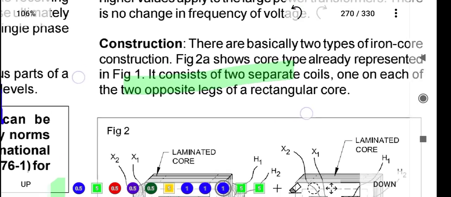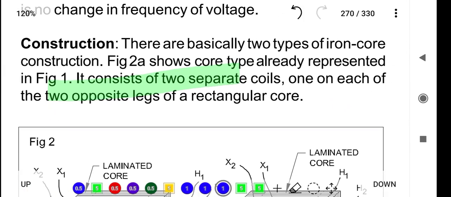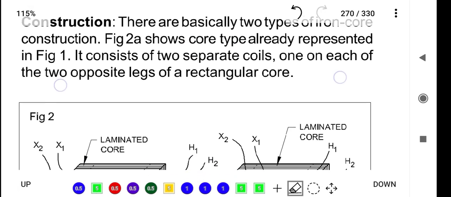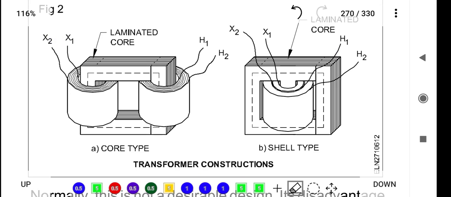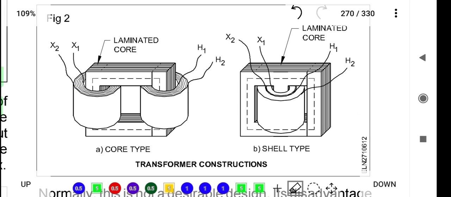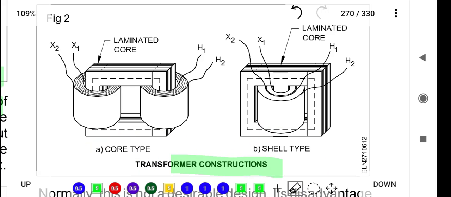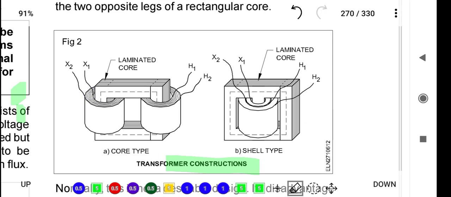Transformer construction. See here, in transformer construction, the important point is that there are two types of transformer core. Number one is core type construction. Second one is shell type construction. So we can see here what is core type construction and what is shell type construction.